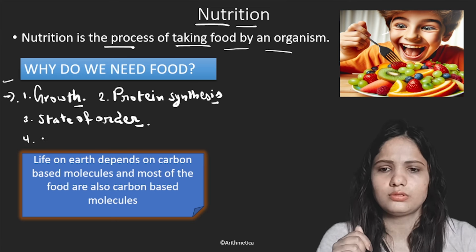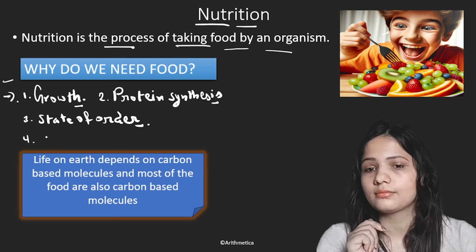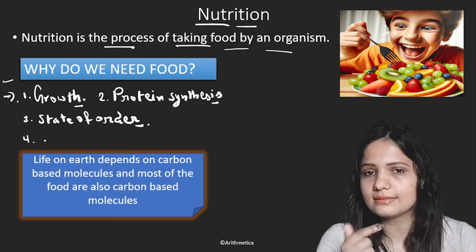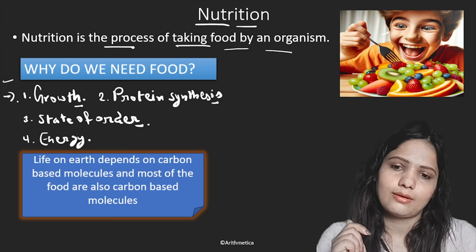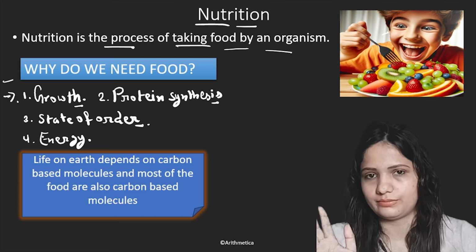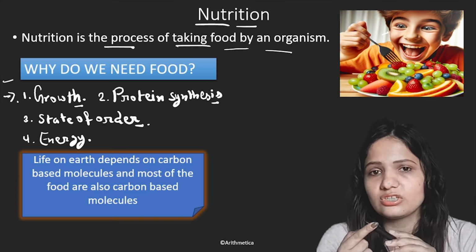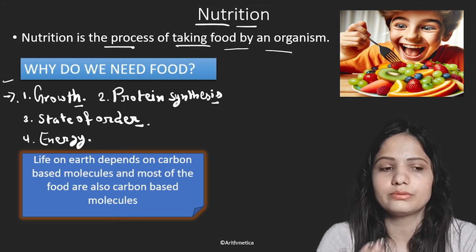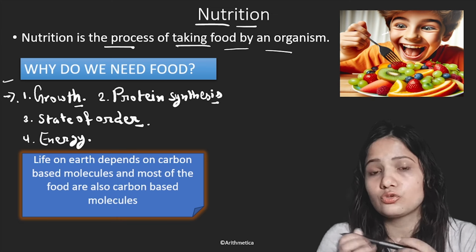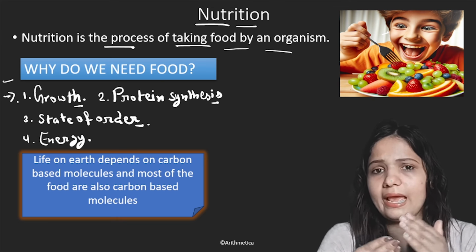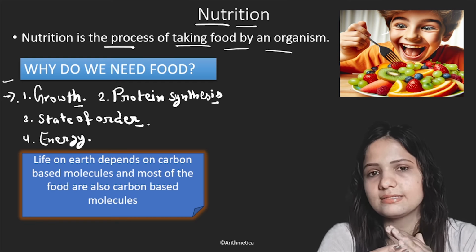Fourth, any guesses? Why do we need food? The fourth one is for energy. For every work, every function, the body needs energy. Without energy, how would we be able to perform any function? You won't be able to take classes if you don't have energy. In the same way, every organism for each and every function needs energy, and this energy comes from food.